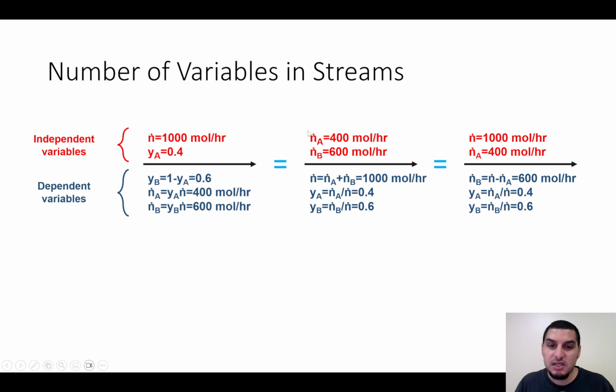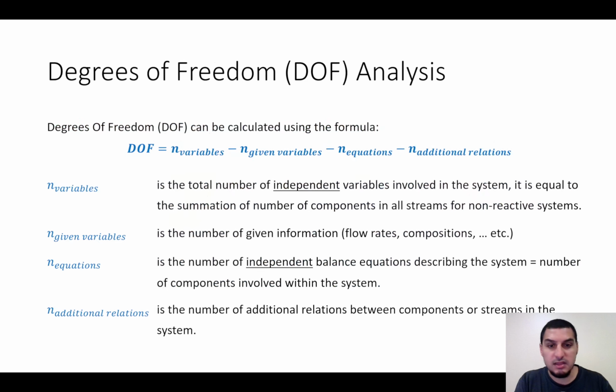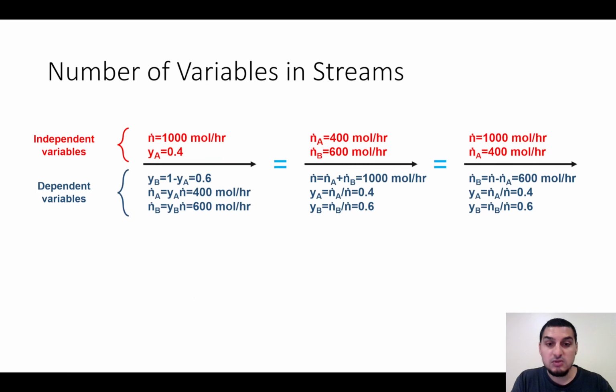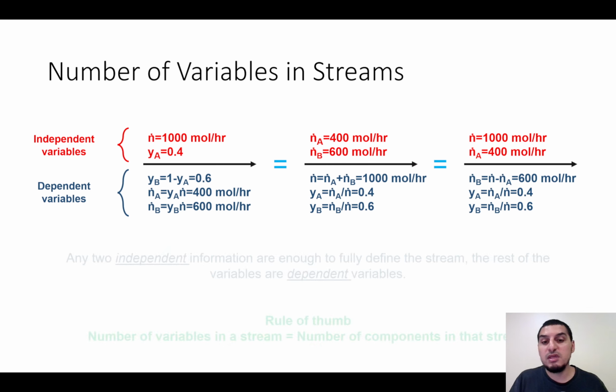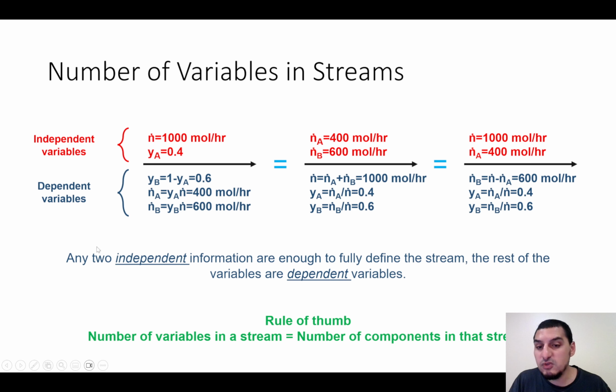The point that we want to make here is how to count the number of variables. I'm just counting numbers, not saying which variables. So for a stream like this, you just need two variables to fully define the stream. And if you know these two variables, the stream is done, and you know everything about the stream. So any two independent pieces of information are enough to define the stream. The rest of the variables are dependent.